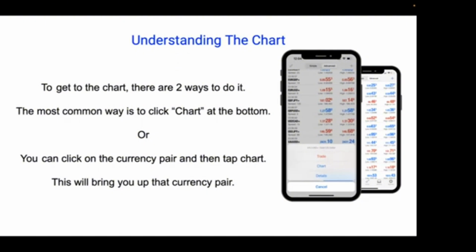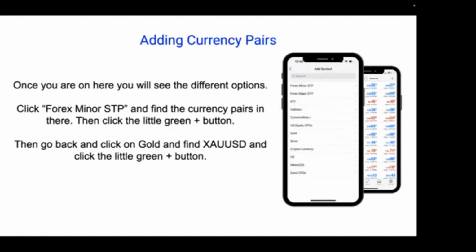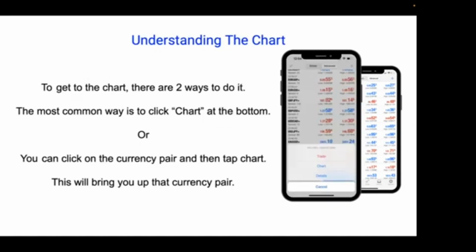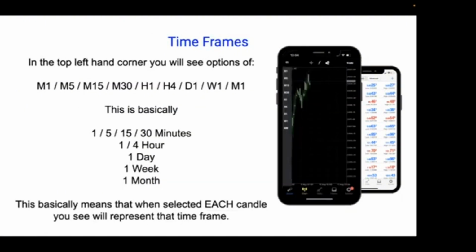At the moment, you might not need to use any of this. You might just be copying and pasting the trades, but I want to show you how to get full use out of the app so you have it there visually. There are two ways to get to the chart. You can click at the bottom where it says Chart, or you can click on the currency pair and then click on Chart itself. Once you've done that, it'll take you through to this.